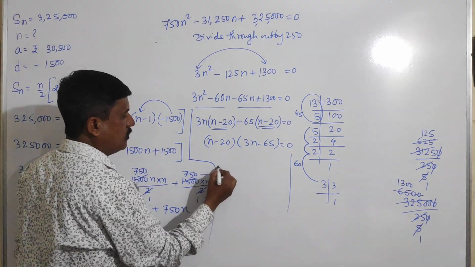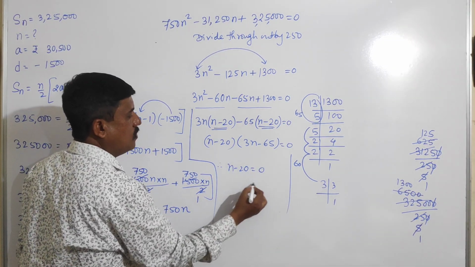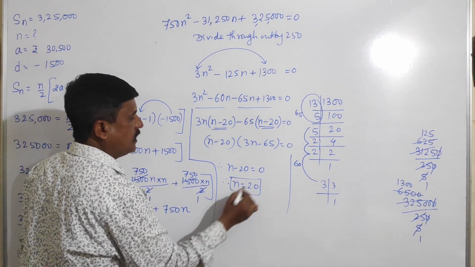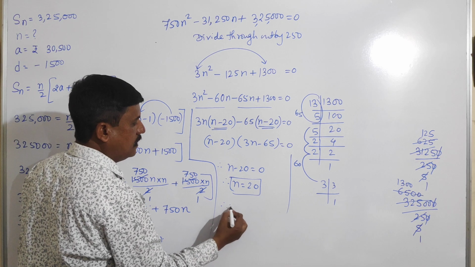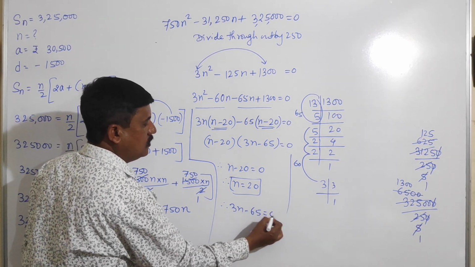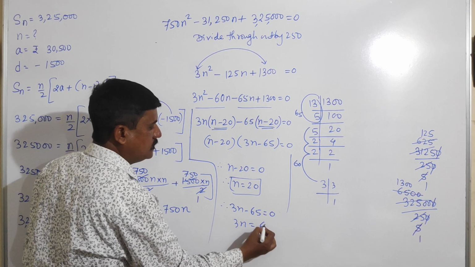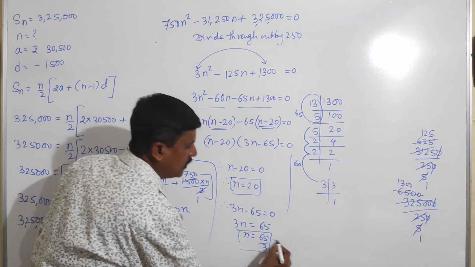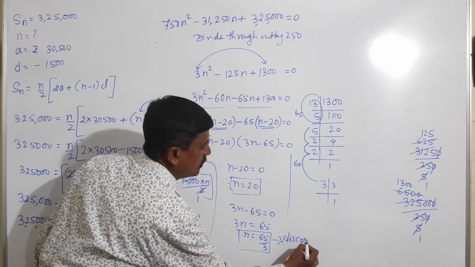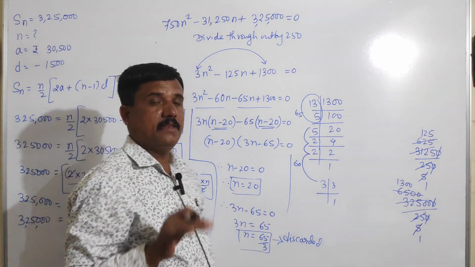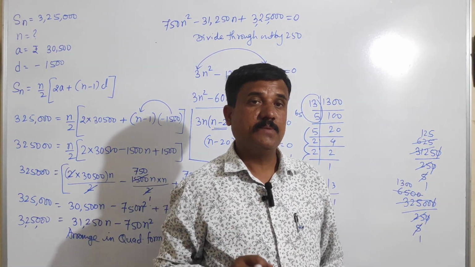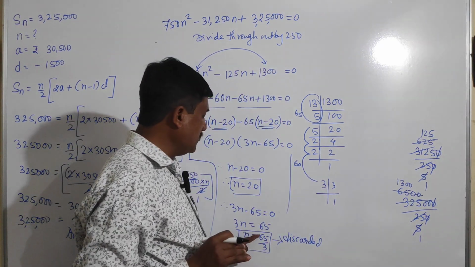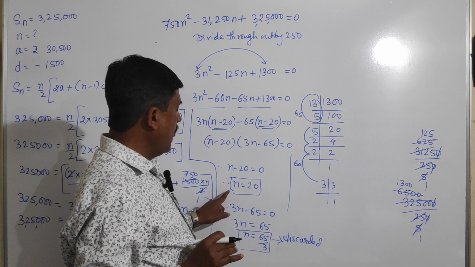Okay, therefore first n minus 20 is equal to 0, right? Therefore n is equal to 20. What is the second part? 3n minus 65 is equal to 0. 3n is equal to 65. n is equal to 65 upon 3. What will this value be? It is discarded. This value will be discarded because here in arithmetic progression n is nothing but a natural number, and a natural number cannot be a fraction. Hence the value of n, 65 upon 3, is discarded. Therefore n is equal to 20.